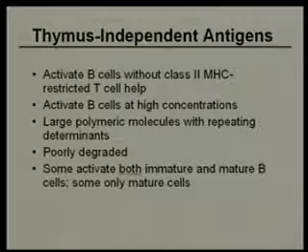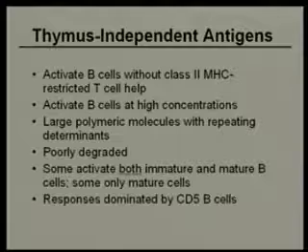Just say another point here. Some can activate both immature and mature B cells, and some can activate just mature cells. And typically, what they found is that the main type of B cell that can respond to T-independent antigens is known as a CD5 B cell or B1 cell. And we'll discuss a little bit about these cells in the next couple slides.